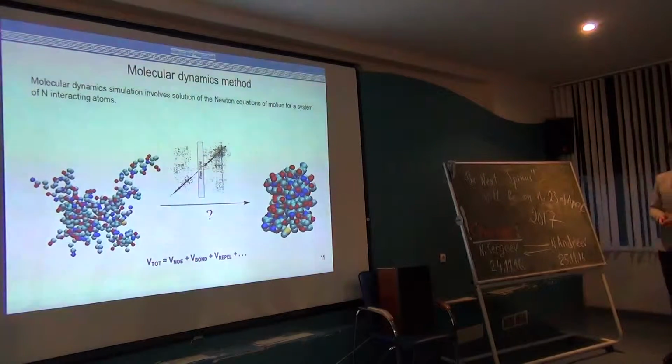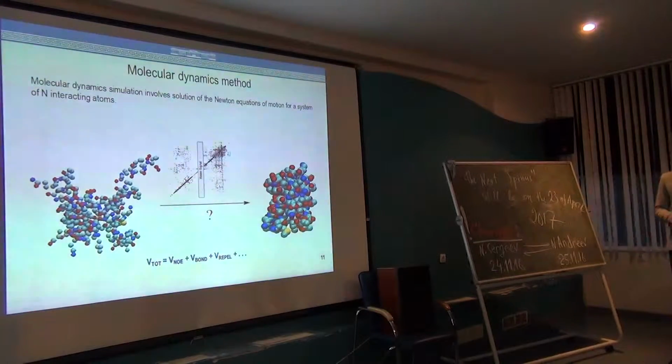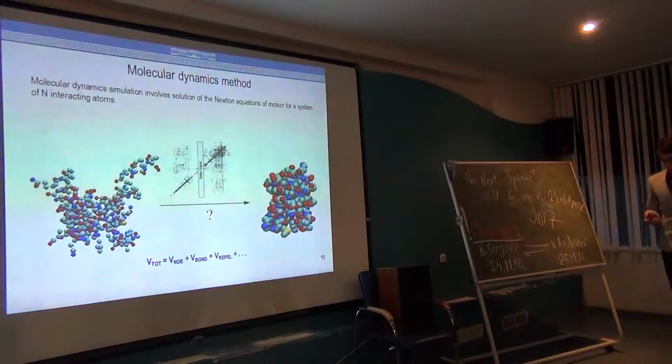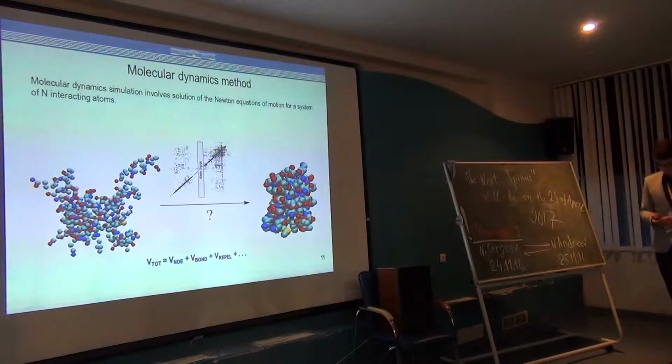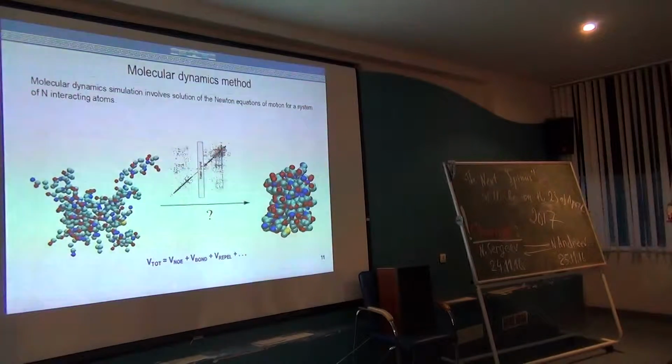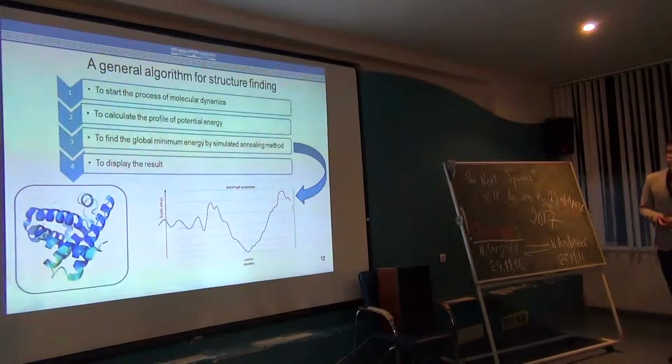So the next step was simulation of structure. We used a molecular dynamics method. In the Explorer program, molecular dynamics simulation involves solution of Newton equations of motion for a system of n interacting atoms. So in the beginning, we have a disordered structure. By using the experimental restraints and by including some potentials, finally we obtain a structure with minimal energy. So it mainly consists of 4 steps.